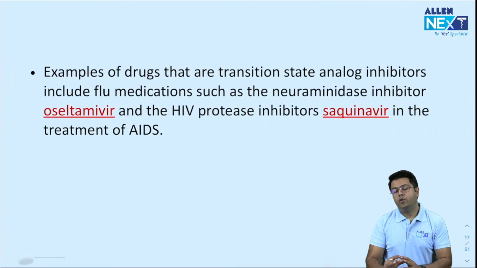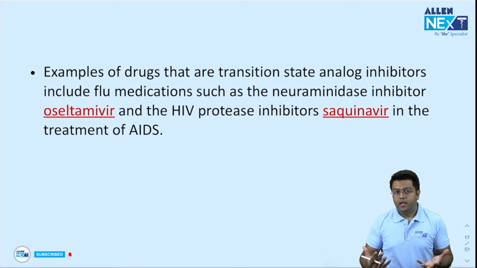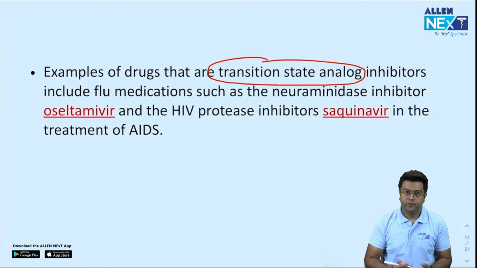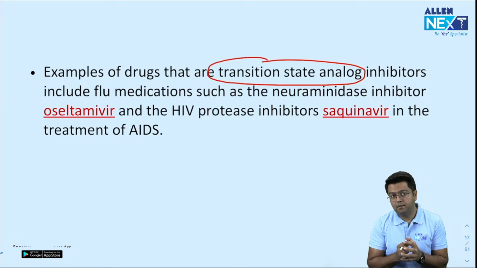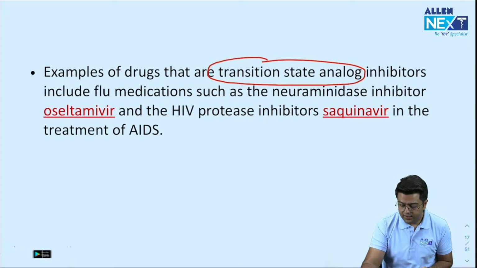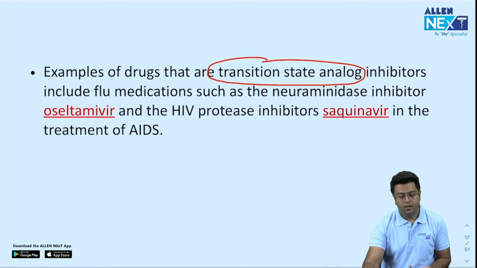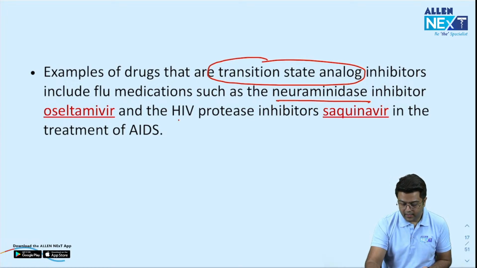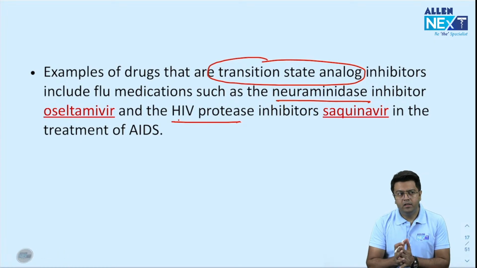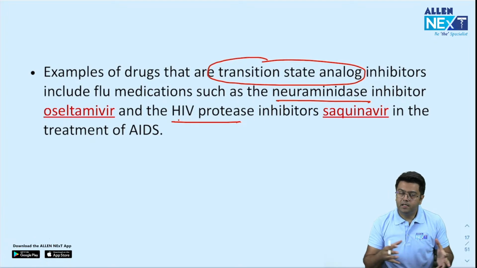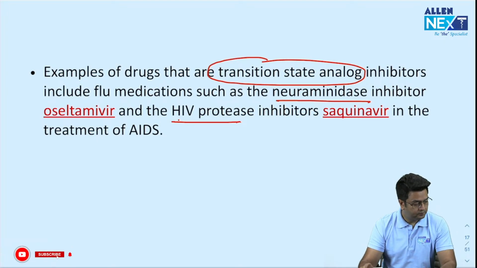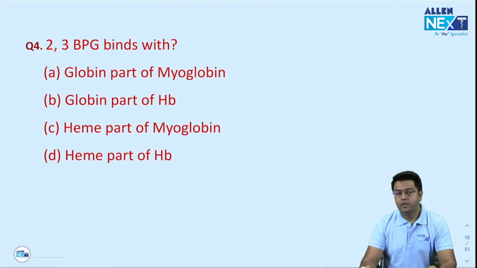So guys, that is the reason nowadays we have some drugs which are transition state analogs. This is the term, transition state analogs. So what are transition state analogs? They bind the enzyme tightly and inhibit the enzyme. For example, oseltamivir, and saquinavir in HIV infection. Neuraminidase is inhibited by oseltamivir and HIV protease is inhibited by saquinavir in the treatment of AIDS. Even the penicillins inhibit the transpeptidase by the same mechanism. Transition state analogs. Is it clear, guys? Next question.